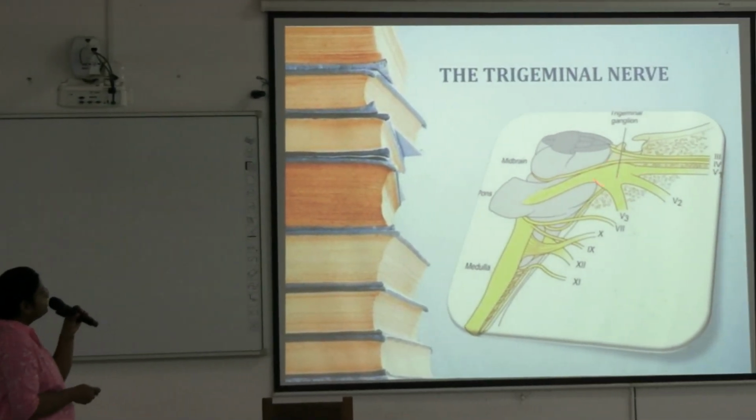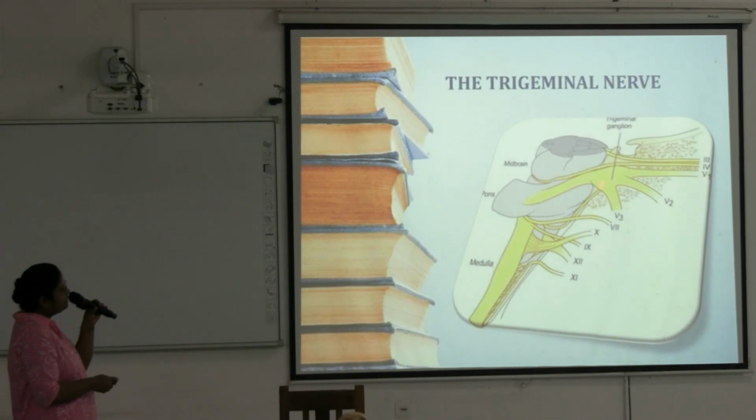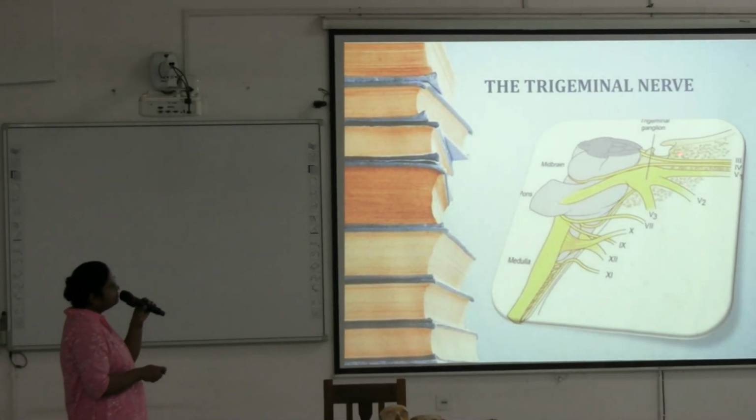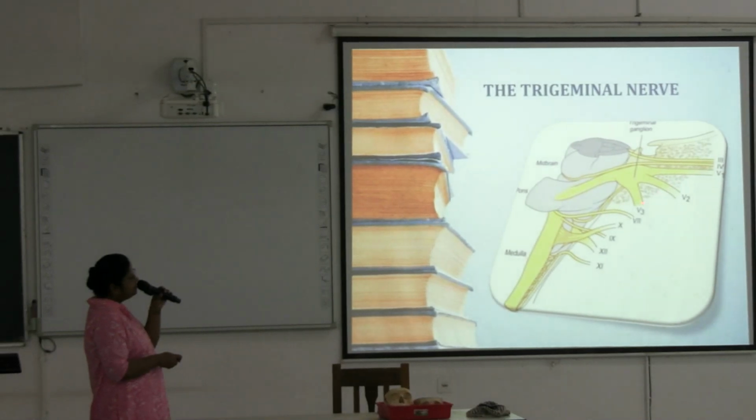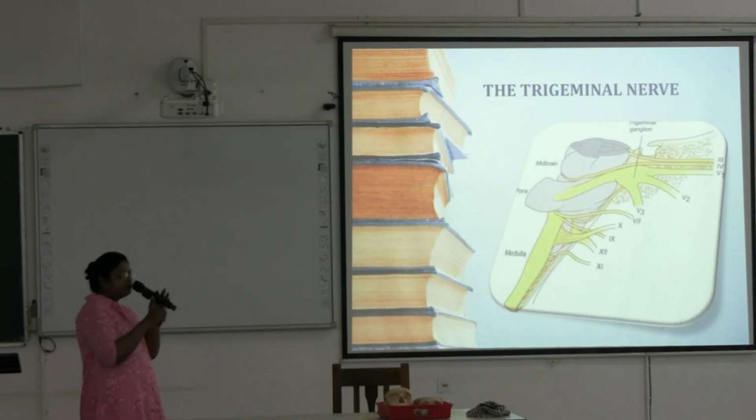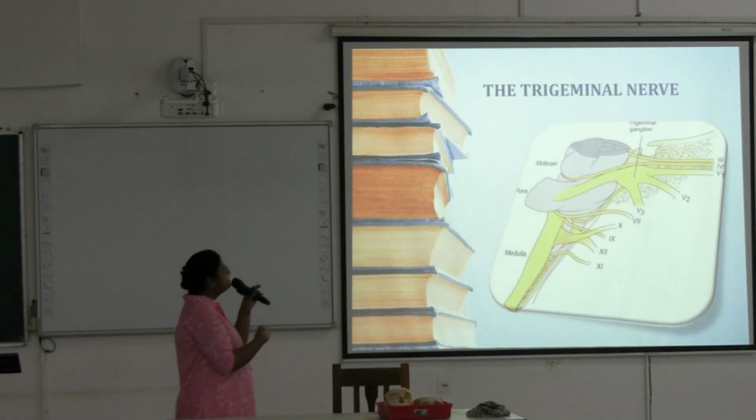Okay, so this is the location of the ganglion, dividing into three branches. And these three branches, ophthalmic, maxillary and mandibular, you can also write like this, V1, V2 and V3. This nomenclature is also used.